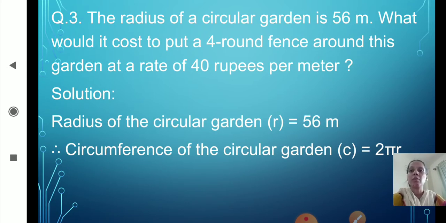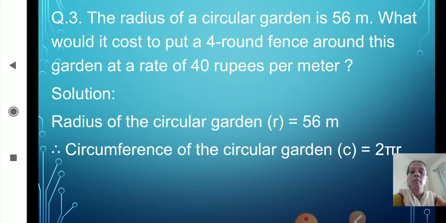The radius of a circular garden is 56 meter. What would it cost to put a 4 round fence around this garden at a rate of 40 rupees per meter? So the radius of a circular garden is given and we have to find out the cost to put a 4 round fence around this garden at a rate of 40 rupees per meter.